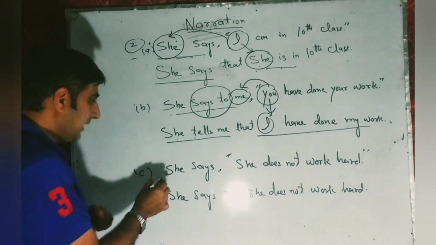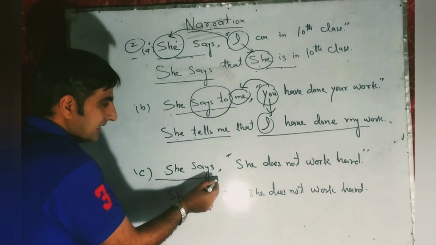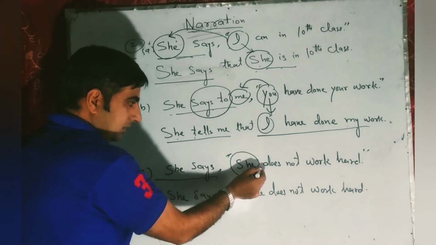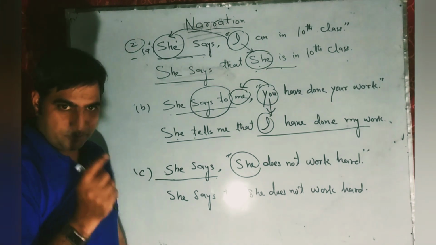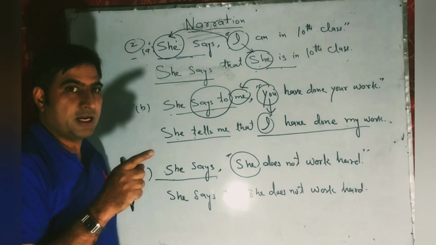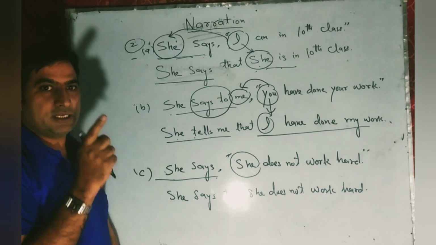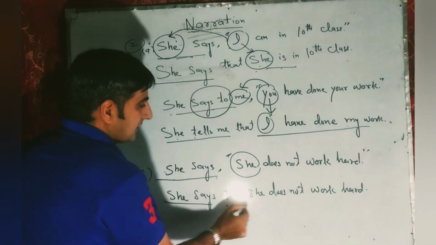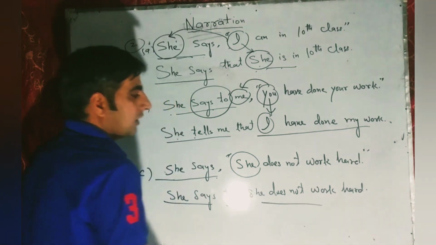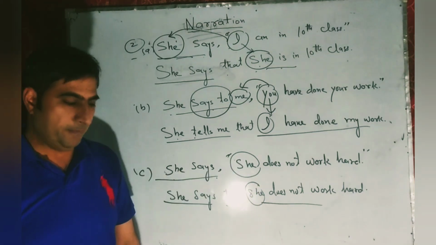Now the third thing is how to change the third person. She says, she is here the third person, she does not work hard. What I told you is that the third person remains unchanged. Remember that formula, SON. S for subject, O for object, N for no change. So it is for no change. She says that she does not work hard. So she remains unchanged because this is the third person.